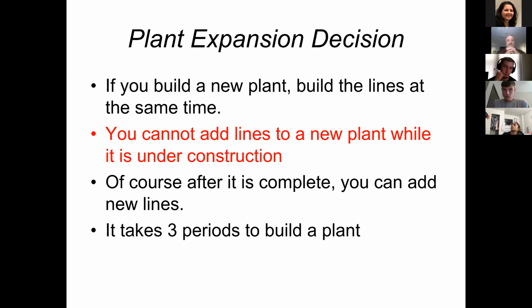Okay, now this is also a little tricky. If you decide to build a new plant, you have to build the lines that you want in that plant at the same time. Because once you decide to build a plant, it's going to take 3 periods to build. Now, if you build the plant and the lines at the same time, 3 periods later, that plant will be available and the lines will be ready to build CD racks. If you only build a plant with no production lines, you'll wait for 3 periods for that plant to be built. Then you'll have to wait another period for the lines to be built after that. Yeah, 3 periods to build a plant.